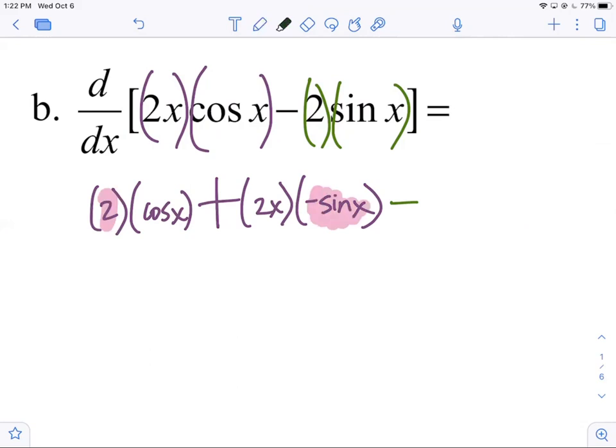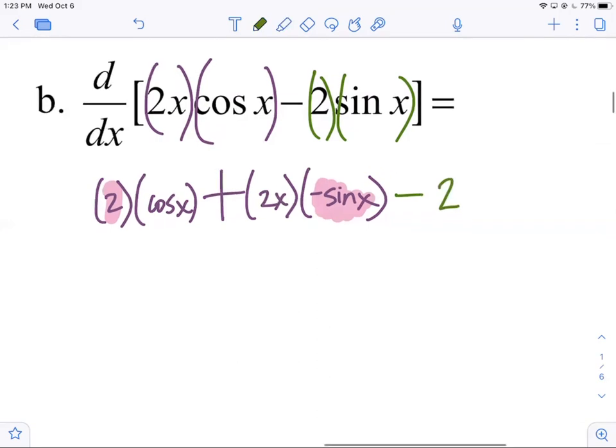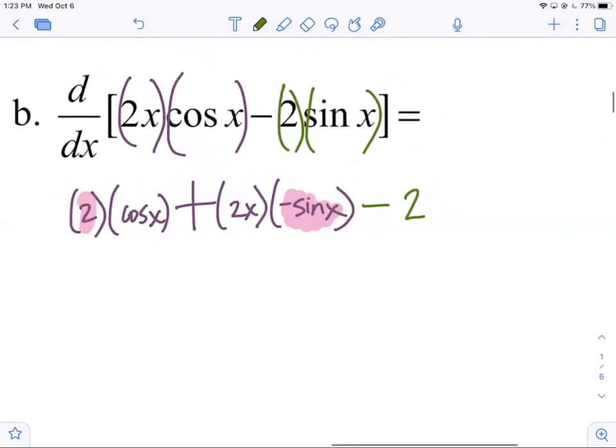Do I need to use the product rule there? I put 2 in parentheses. Do I need to use the product rule there? No, I don't. Because 2 constant multiples go along for the ride. So it would be minus 2 times, what's the derivative of sine? Cosine of x, right? So that's how you could do it.